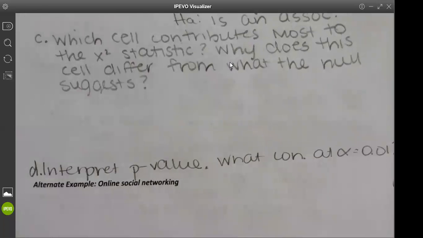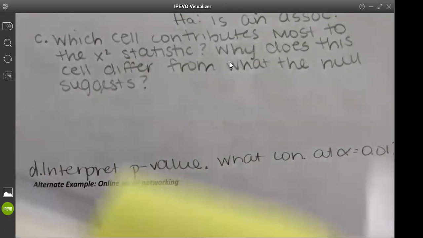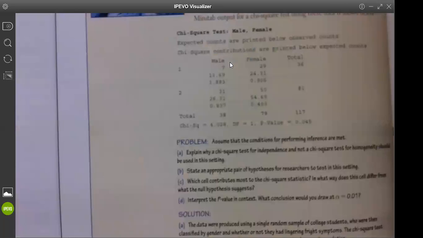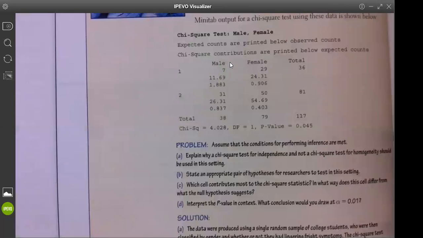Okay. And if you're not finished copying the question, I'll pull it back down in just a minute. So here's your Minitab output. Try to get it a little bit cleaner for you guys.